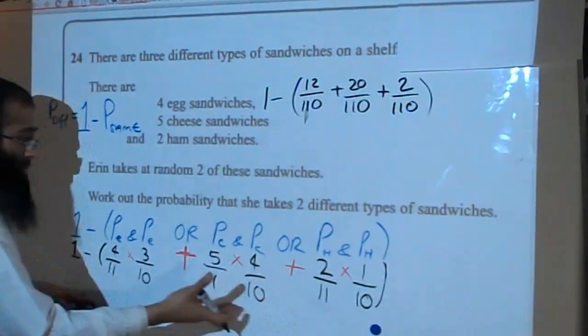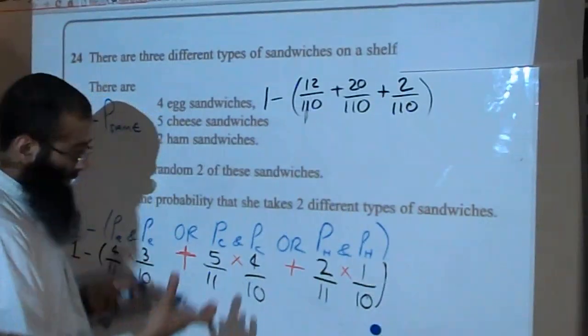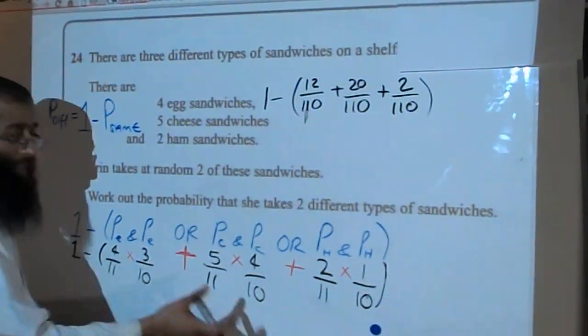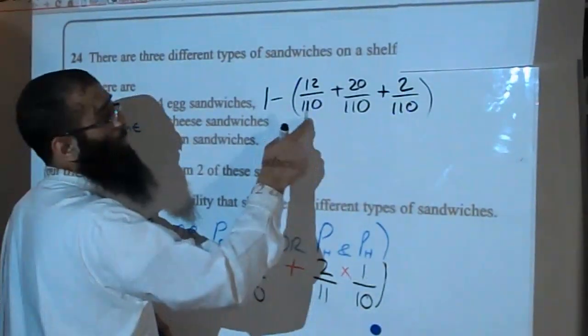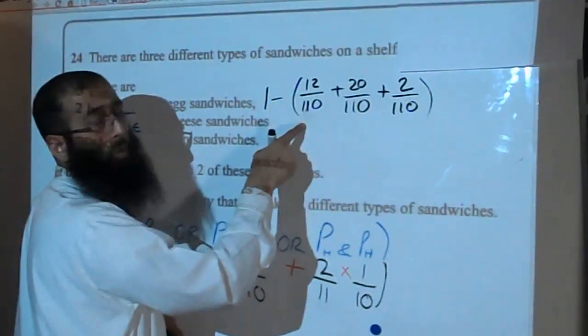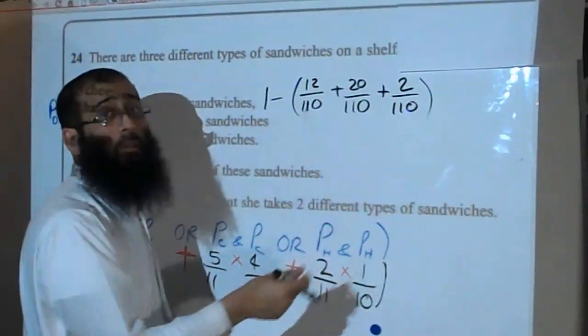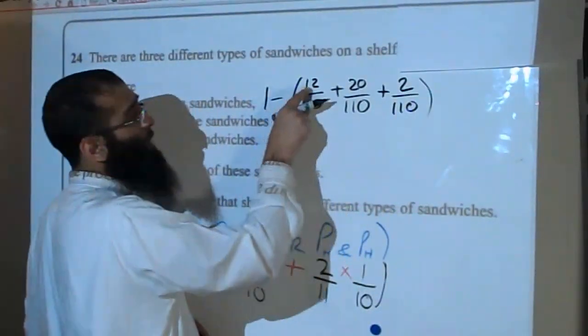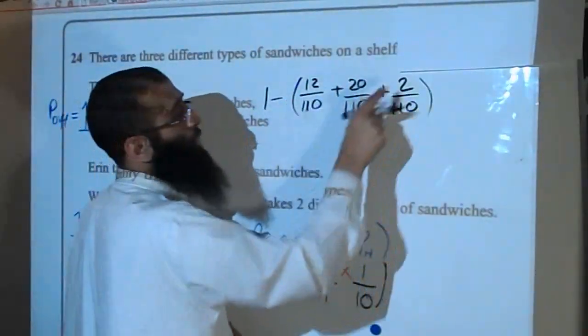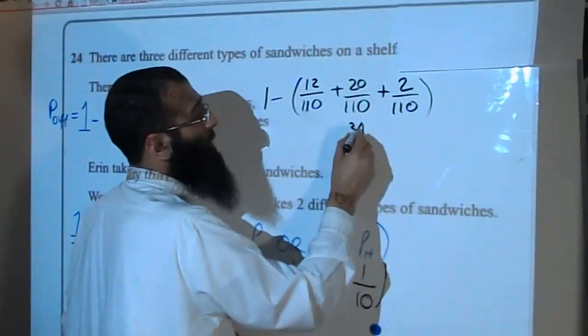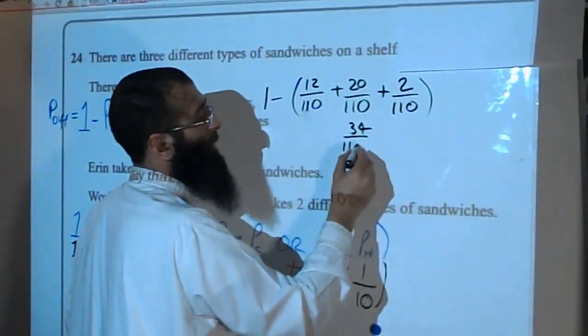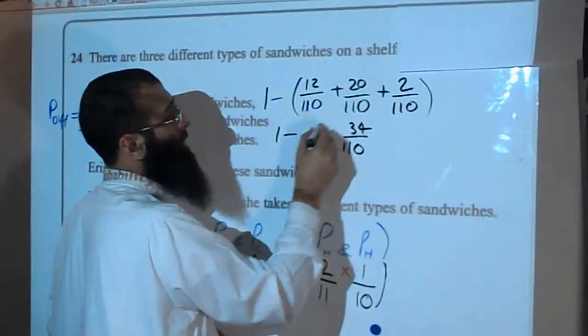Okay, I'm having to copy this from here to there because we are running out of actual board space that we can record on. So let's work this out. 12 over 110 plus 20 over 110 plus 2 over 110 is fantastic. All the denominators are the same. At the top now, 12 add 20 is 32. 32 add 2 is 34.